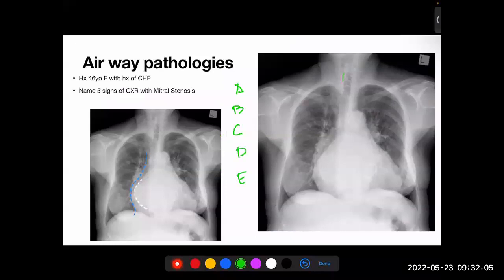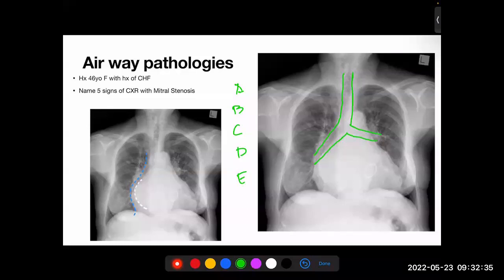Let's follow the trachea. This is our trachea. This is our right main bronchus. This is our left main bronchus. What's happening here? Is that a normal carina or not? I think that's normal. With this one, we are taking a vote. People who say this is a normal carina.